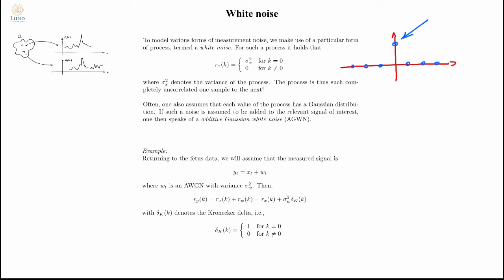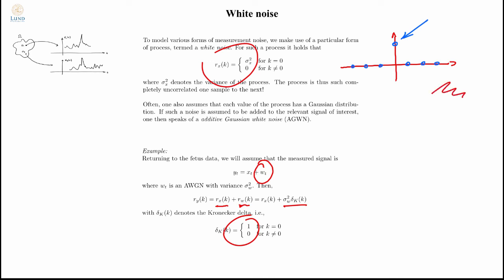If I would return to the fetus data, that means that I would add the noise to my measurement here. And if you look at the autocorrelation function, then there will be the autocorrelation function of the two sinusoids, which was what I expected, but I will also get the autocovariance of the noise. But as you know, this is going to have this particular property that it takes values only at lag 0. So I will then add something we call the Kronecker delta, which is just 1 at lag 0 and 0 otherwise. So it's just a complicated way of saying what I had in this figure up here.